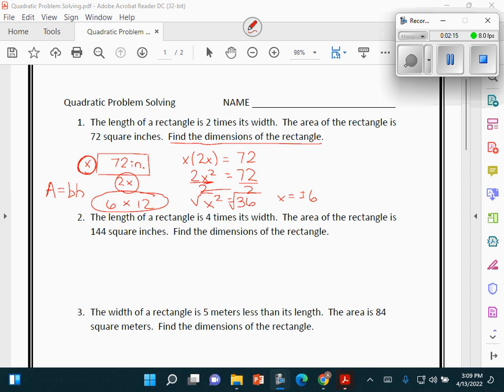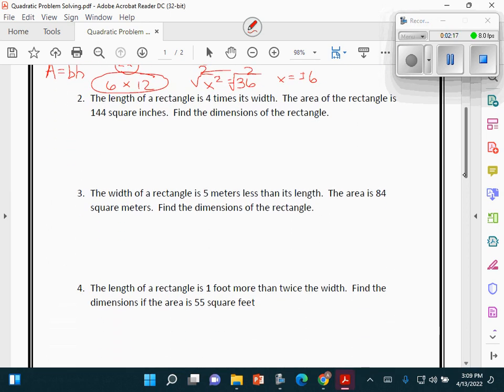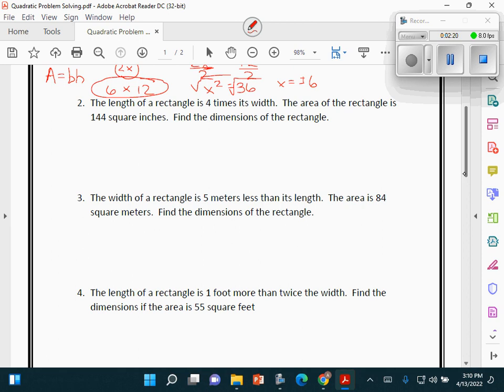So if you look at 2, 3, and 4, they are the same type of questions. Number 2, the length of a rectangle is 4 times the width. So we have 4 times the width. The area is 144, so we're going to set up the same way, where we do base times height, and that is going to equal the area. When we multiply these two, we have 4x squared. It is now a quadratic equation. You can decide which method you want to use to solve this. Again, there's no b term, so the easiest way would just be to solve for x. Let's see if you can do that.